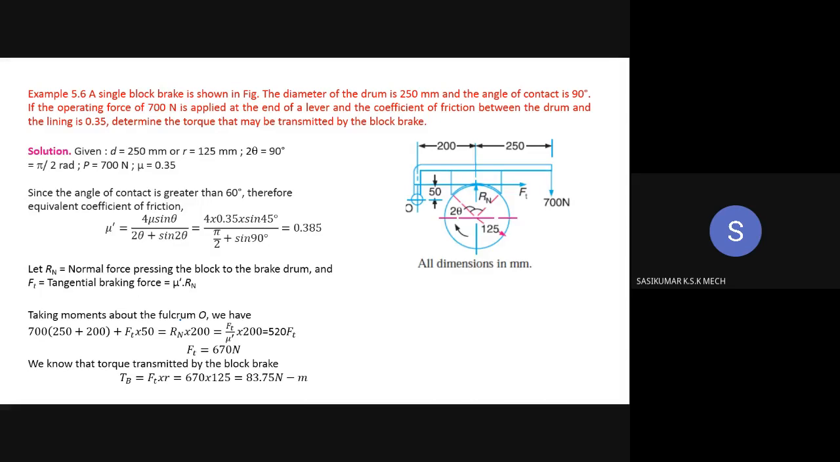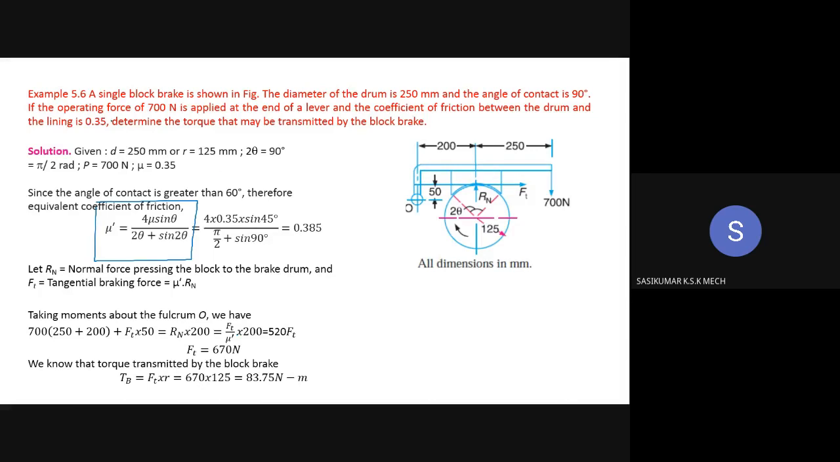If the contact angle is greater than 60 degrees, then you need to find the equivalent coefficient of friction. For finding the equivalent coefficient of friction, you have this relation. The other things are very simple and easy to follow as well. If you know only the taking of moment about a fulcrum, it is very easy.